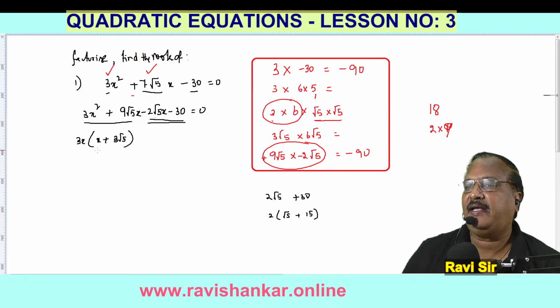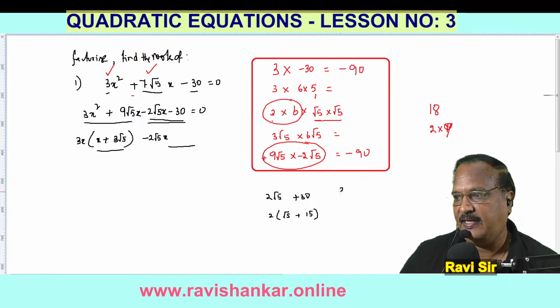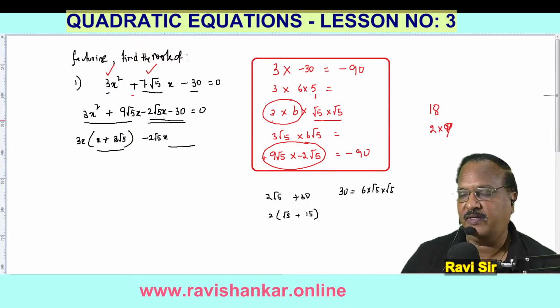But here x plus 3 root 5 is there. Here also x plus 3 root 5, you should get it. That means x term should not have root 5. So as it is, if you take, what happened? You will be getting x with root 5. So what we will do? So I will keep this 2 root 5x, and this 30 I will write as 6 into root 5 into root 5. So that means 6 into root 5 into root 5.